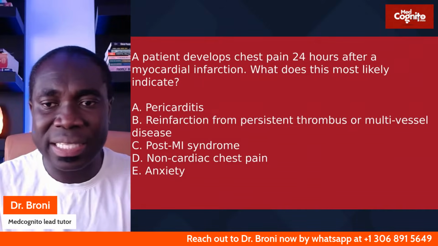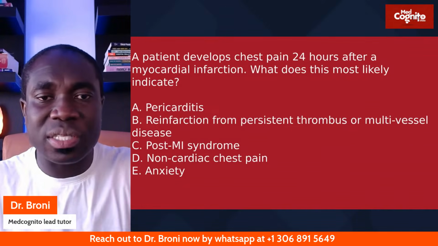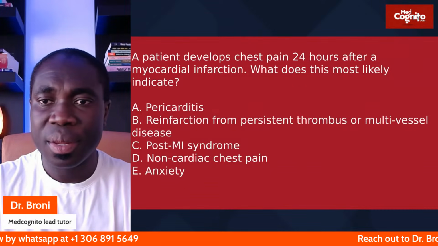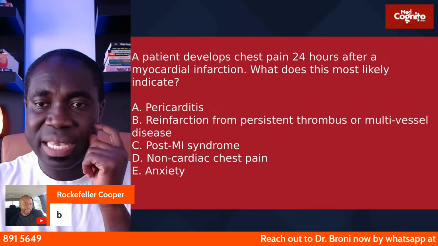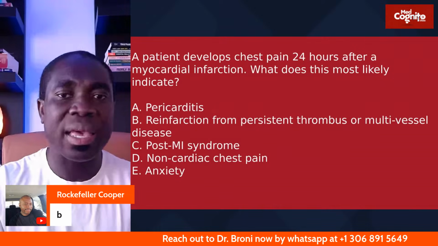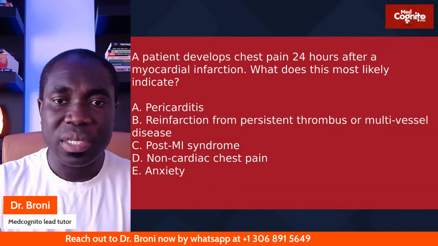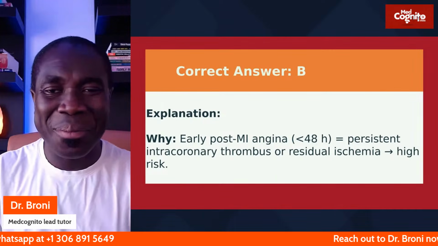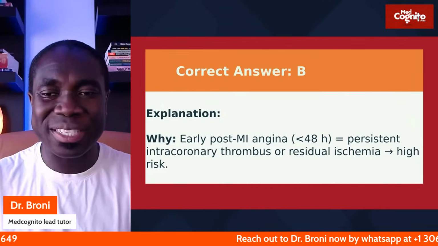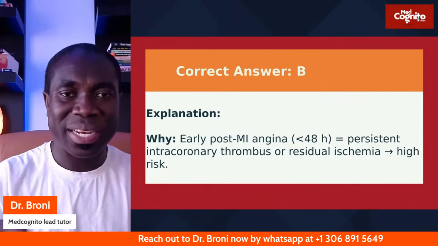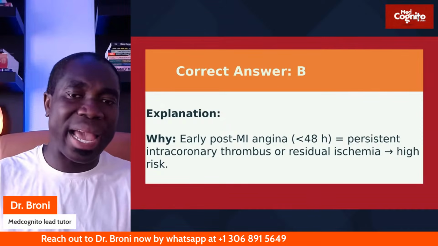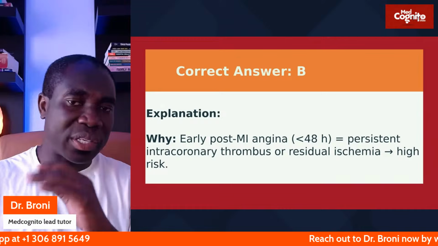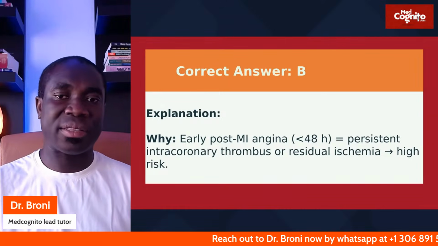I see a lot of candidates, like Dr. Rockefeller, torn between B and C. So first he goes for B, and then after that, he says, or it could be C. Okay, so the correct answer then comes as B. So Dr. Rockefeller, listen to your gut in your board exam. When you've gone for something first, stick to it. So early post-MI angina is persistent intracoronary thrombus or residual ischemia, which is a very high risk thing.